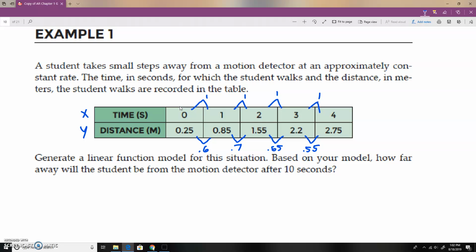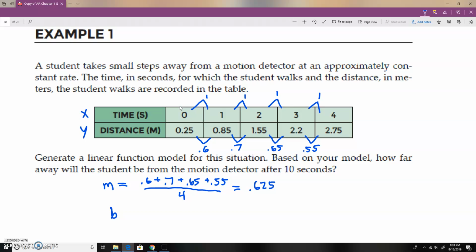Okay? Now, you'll notice these aren't exactly the same, but these changes in y are very close to the same. So, we can still use this to make a linear function. We're going to do this to find our slope. We're going to take these changes, 0.6, 0.7, 0.65, and 0.55. We're going to add them together and divide by how many we have. So we're finding the average of those. When we punch that in the calculator, we find that the average change is 0.625. So we're going to use that as our slope.